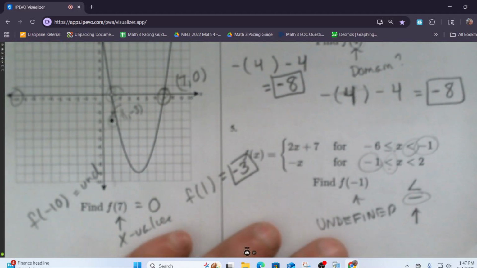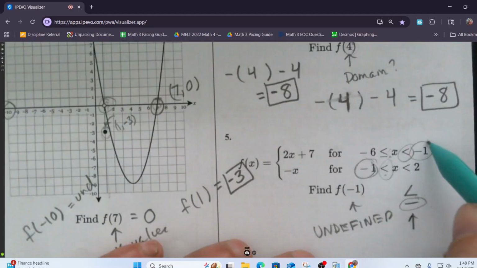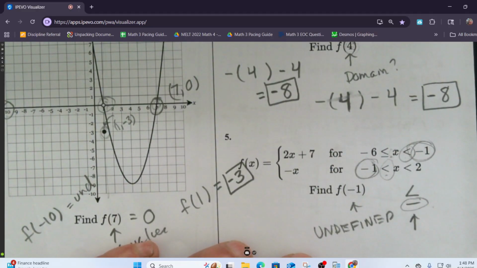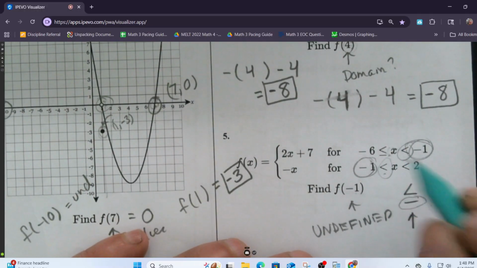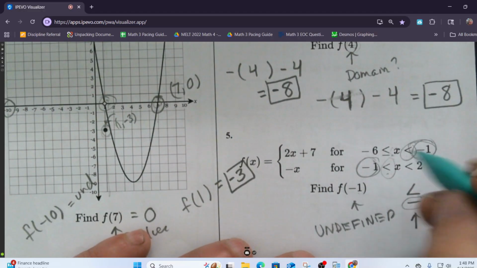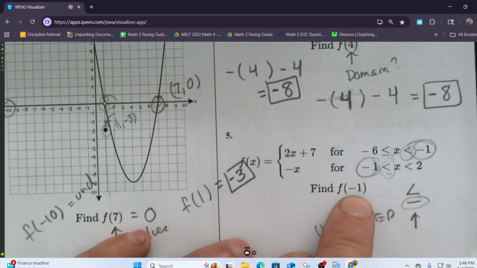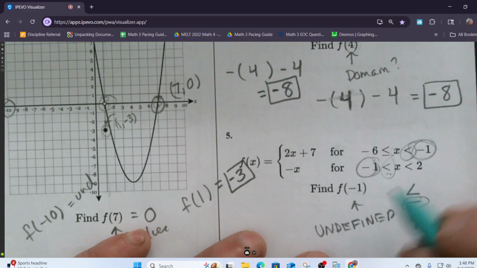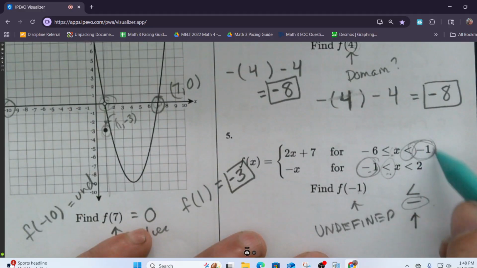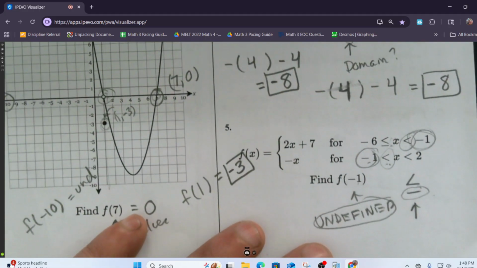Okay, this one is one that gets a lot of people confused. Notice that -1 is in 2 domains, okay? But these do not have the equal to sign. There's no equal to sign here or here. So what that means is -1 is not defined on these two domains. So even though it shows up as a number here without the equal to sign, that would be undefined. Okay?